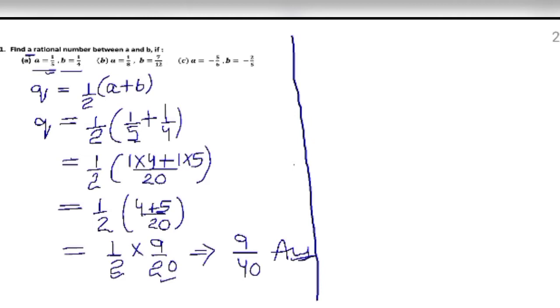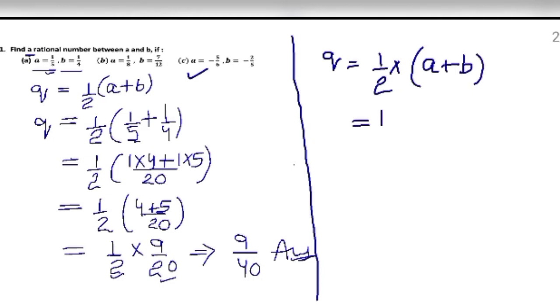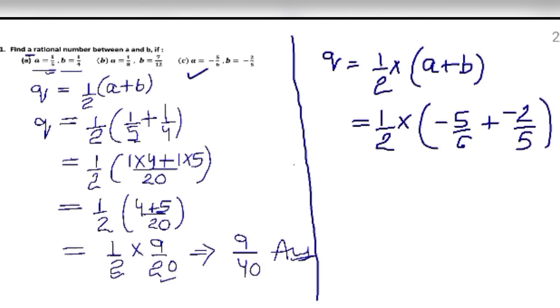Okay, now look at the C part. a is minus 5 upon 6 and b is minus 2 upon 5. Let's do it. 1 upon 2 multiply, in bracket we have a plus b. Put the value of a and b: a is minus 5 upon 6 plus b is minus 2 upon 5. Solve the bracket first. 1 upon 2 multiply, denominators are different, so you will take LCM. LCM of 6 and 5 will be 30.